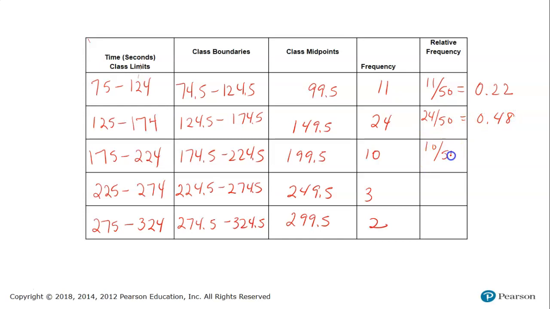10 out of 50 would be 0.2. 3 out of 50 is going to be 0.06, and 2 out of 50 is going to be 0.04. And if we go through and add these up, this should equal 1. It just does a check to make sure that we've done everything correctly.